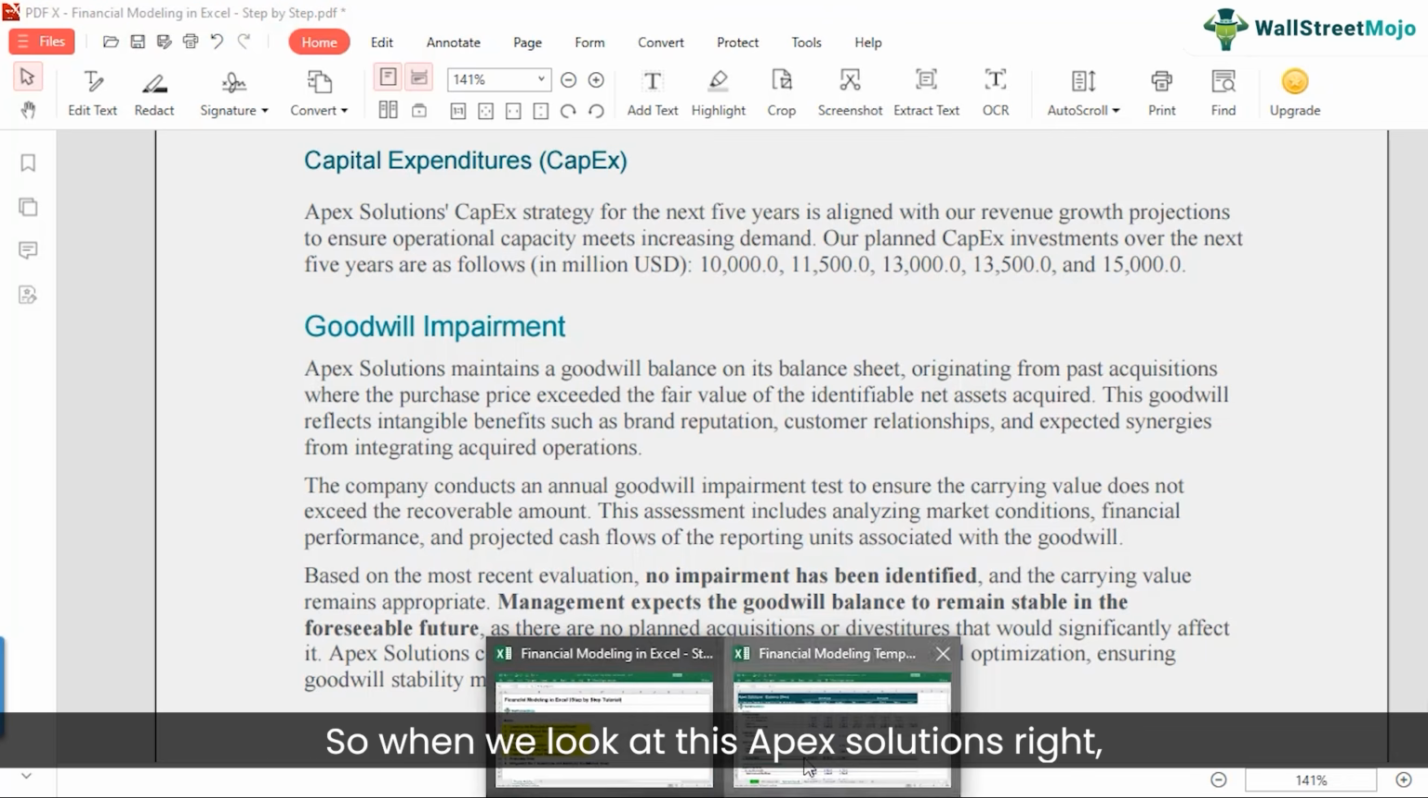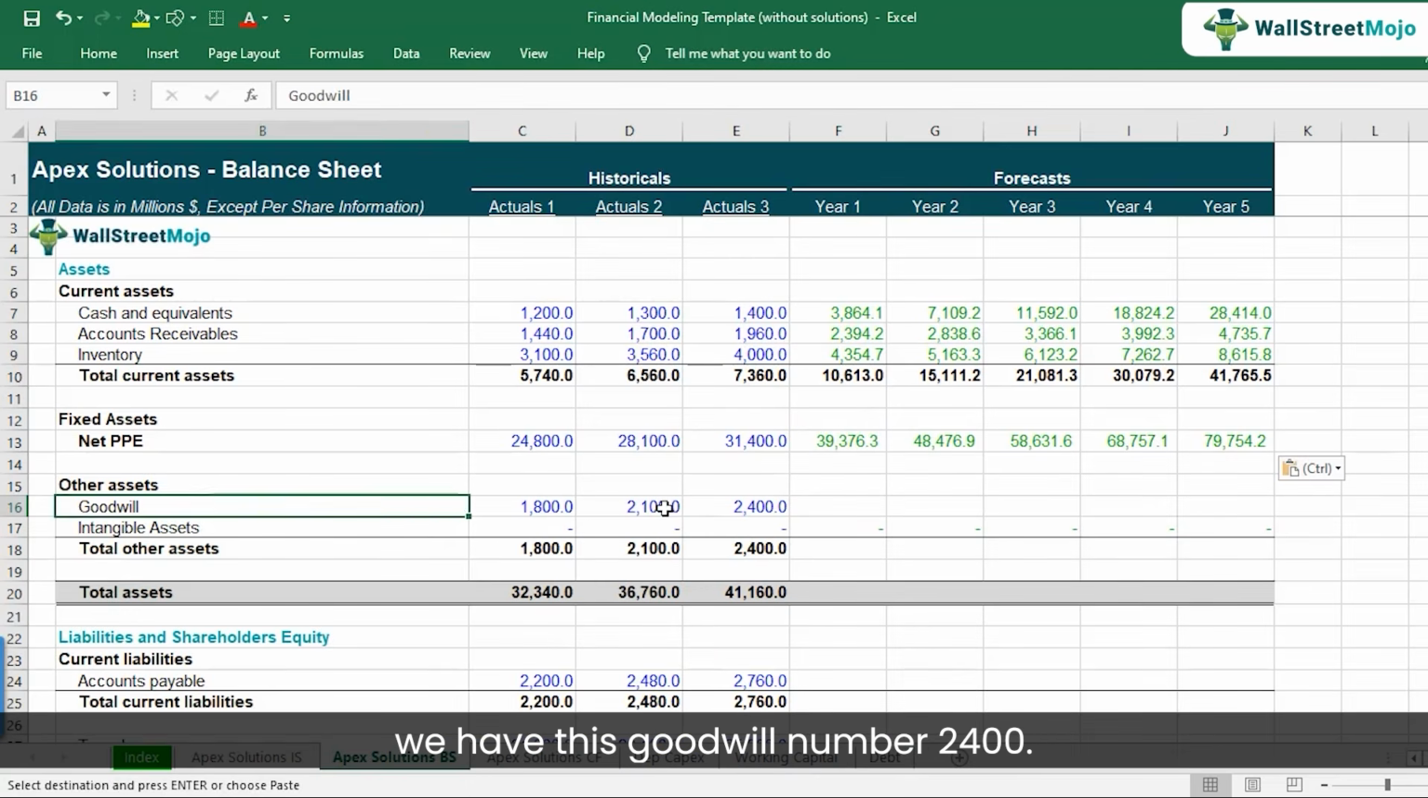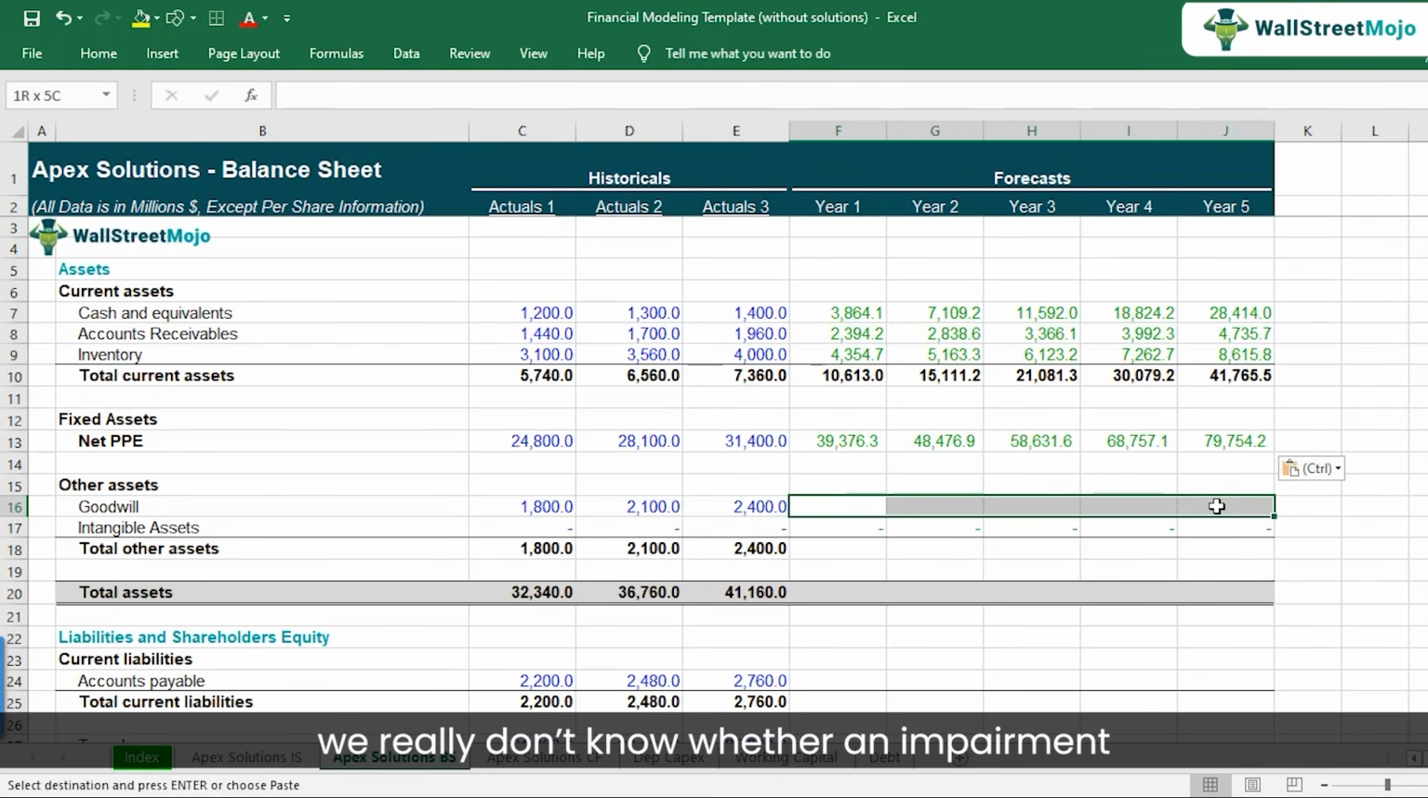When we look at this Epic Solutions, we have this goodwill number of 2400. Going forward, we really don't know whether an impairment will happen in the future or not. Impairments are actually fairly common. Think of Nokia's acquisition by Microsoft. I think it led to $7 billion of impairment for Microsoft. These are the types of things you have to account for on the balance sheet.